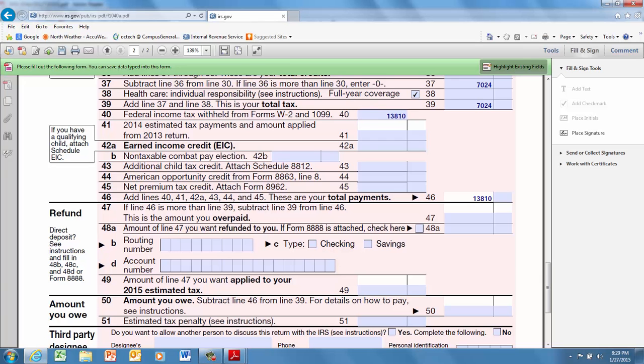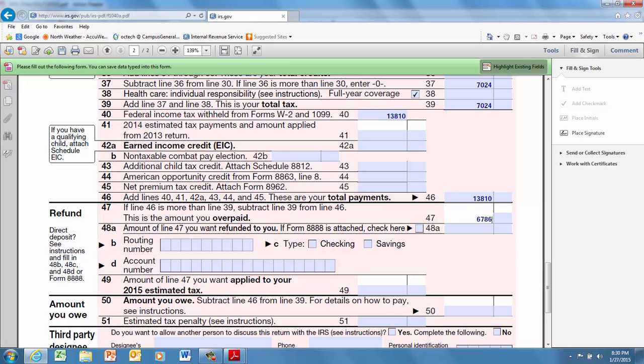Now we get down to line 47. If 46 is more than 39, so let's stop and look and see. Here's 46. Is that more than 39? Yes, it is. Okay, so we're going to follow this line. Subtract 39 from 46. So I'm going to take 13,810 minus 7,024, and I get 6,786.